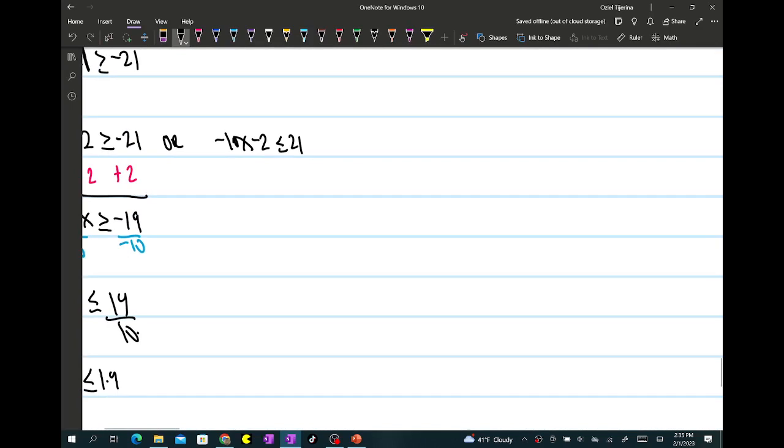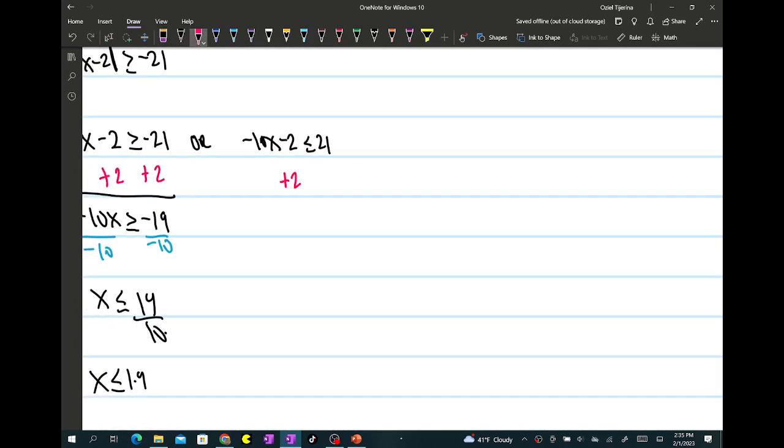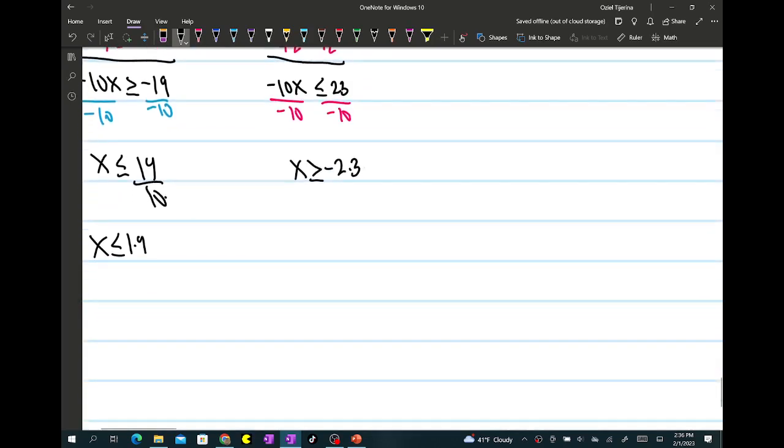And then over here, we're going to go ahead and do the same thing that we did. So we're just going to do +2 on both sides. And we have -10x is less than or equal to 23. And then divide both sides by -10. And then we're going to switch the inequality symbol again because it's by a negative number, right? So we're going to get x is greater than or equal to negative 2.3, right?